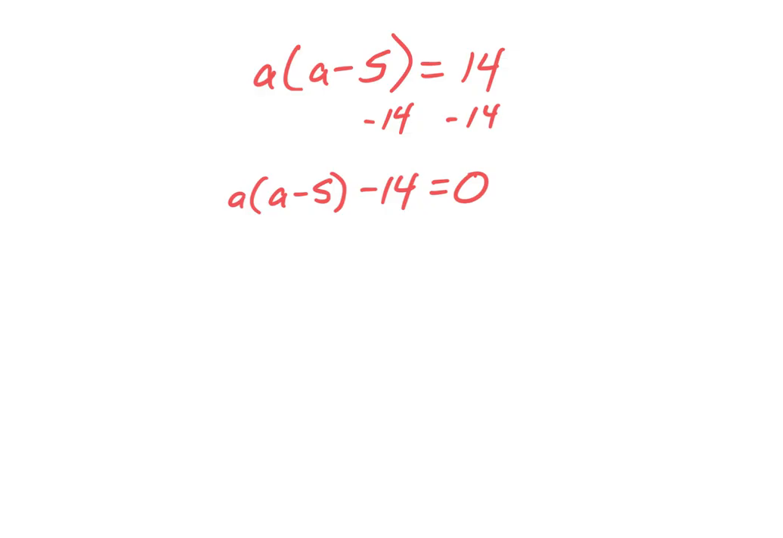And the way it is right now, I can't factor, I can't do anything with this. So what are we going to have to do? We're going to have to distribute the a throughout the parenthesis, and we're going to have a squared minus 5a minus 14 equals 0.